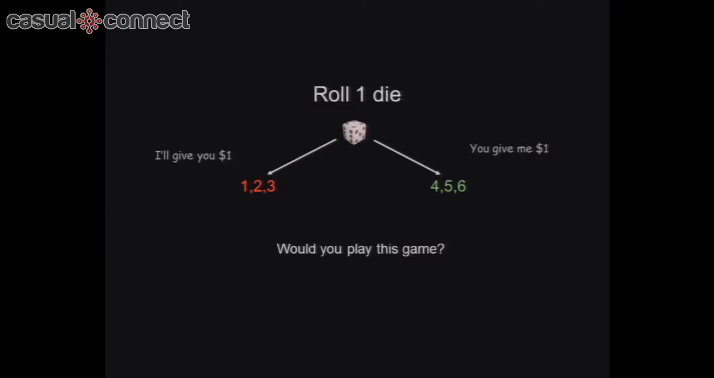It seems pretty fair. What happens if I change the rules, and rather than a 1, 2, 3, if it's a 1 or a 2, I'll give you a dollar, but if it's a 3, 4, 5, 6, you give me a dollar. Would you play the game? Any takers? Well, no, I don't think anybody will take that game. So, how would you go about deciding whether that's a good game or a bad game?